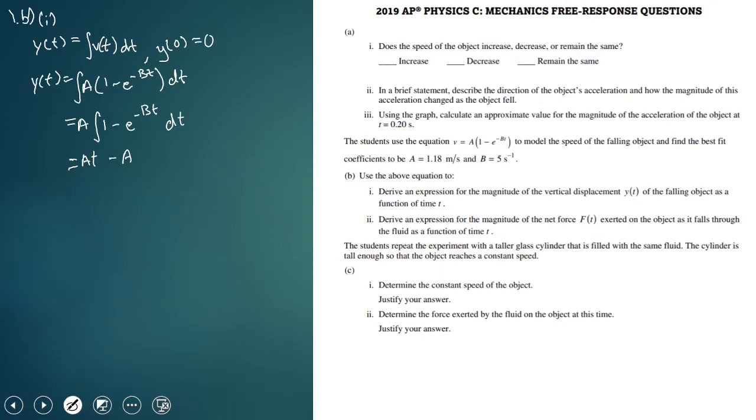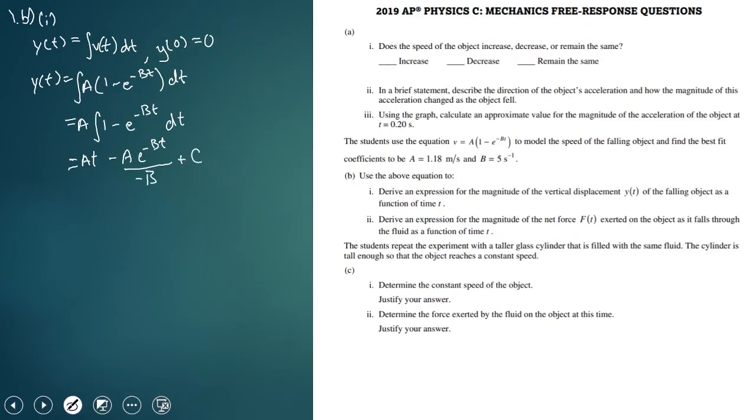Now the integral of an exponential function with e as the base is just that function repeated. And then because we're taking the integral, we have to use the inverse chain rule. So we divide by the derivative of the inner function. And so what you'll get is that it's minus a times e to the power of negative bt, and then divided by negative b. And then remember, we have a plus c.